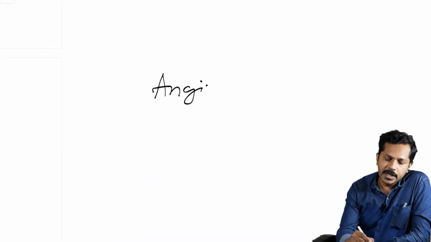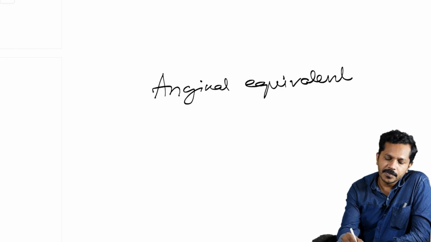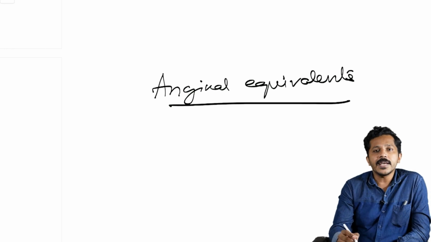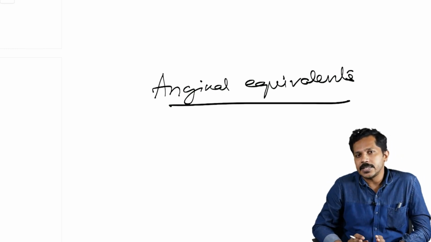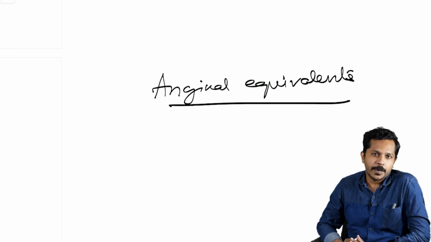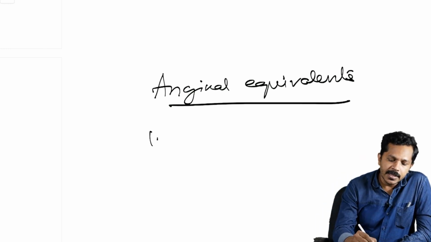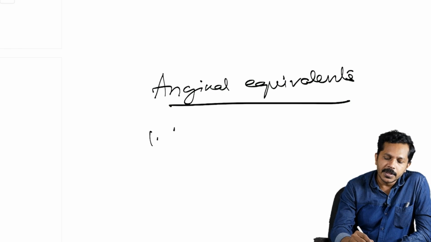Some patients may present with other symptoms which are called anginal equivalents. So first of all, we have to identify what the anginal equivalents are. Anginal equivalence means these symptoms can be considered similar to angina in an appropriate setting. For example, the patient may present with dyspnea.